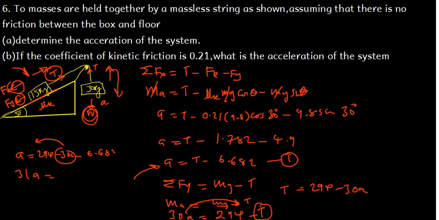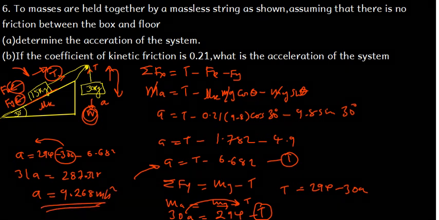minus 6.682. The value that I'm finding there is 287.318. To remain with the acceleration, I'm going to divide by 31. So the acceleration is going to be 9.268 meters per second squared. Alright, so that will be the acceleration of the system in this case.